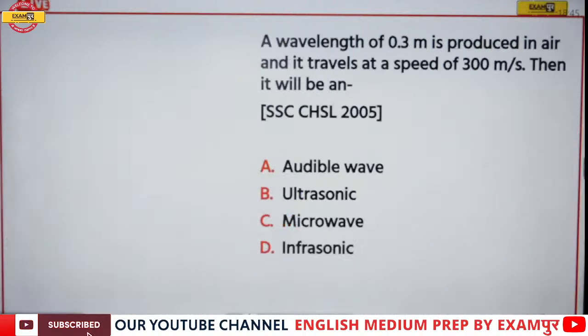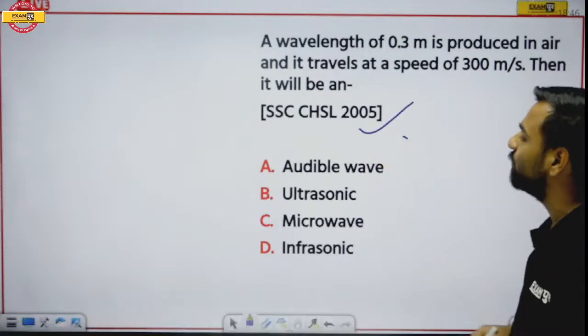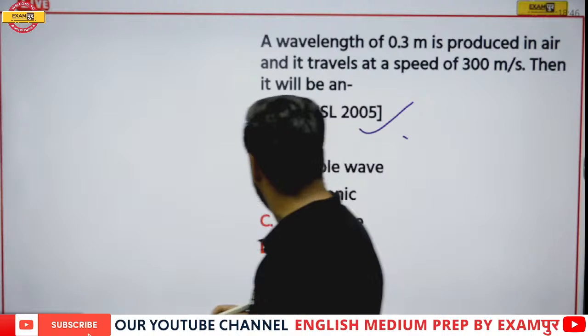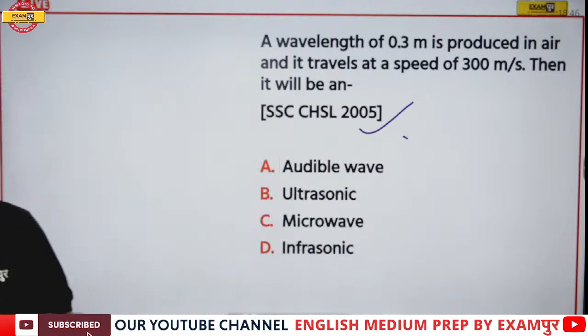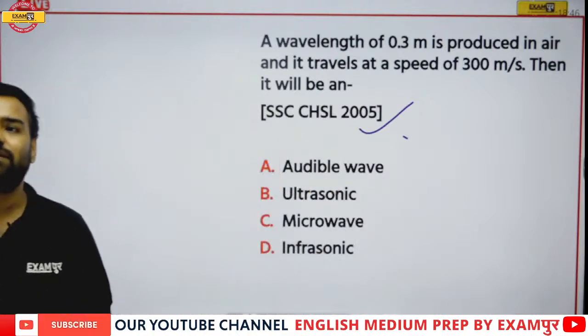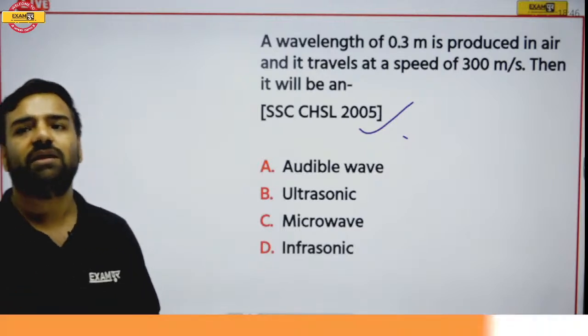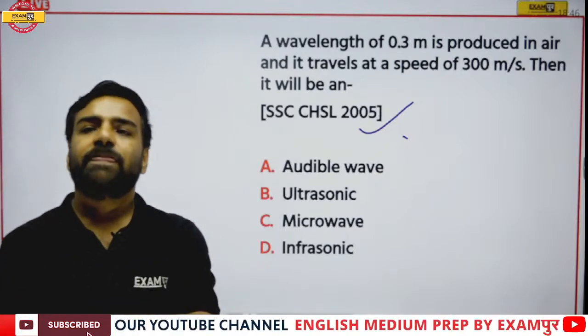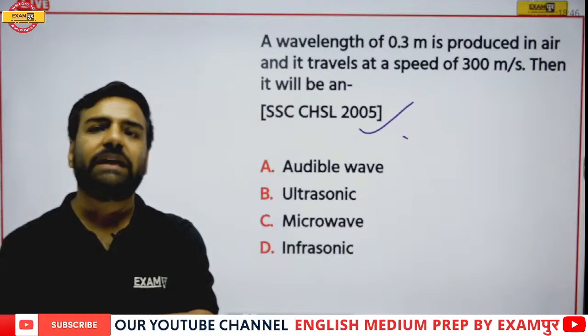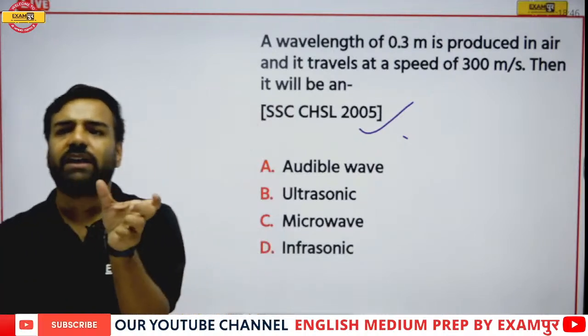Next, a wavelength of 0.3 meter is produced in air and it travels at a speed of 300 meter per second. Then it will be what? Now this is from CHSL 2005. Is it audible wave, ultrasonic, microwave or infrasonic? So Avan has given the answer ultrasonic waves, and here Jaya was with magnetic. Yeah, so Avan, magnetic was the correct answer. From the name itself, we can denote it.